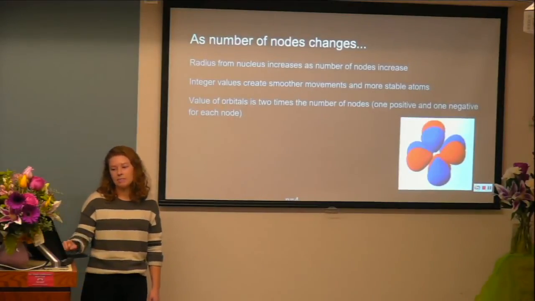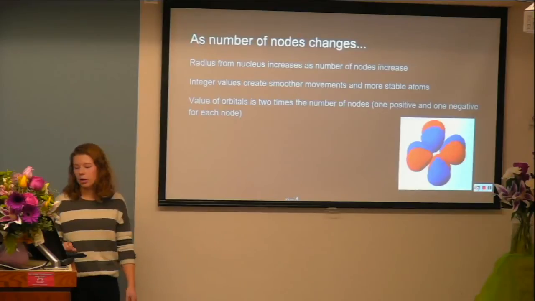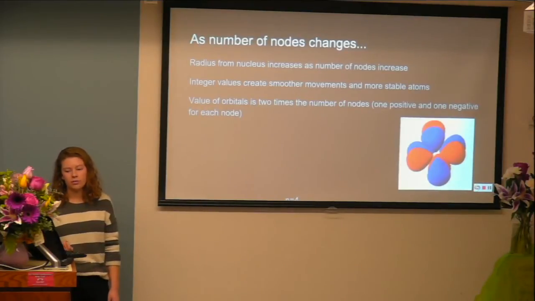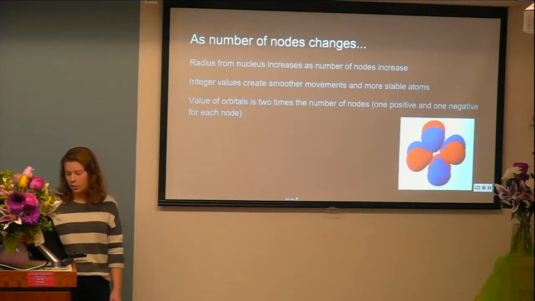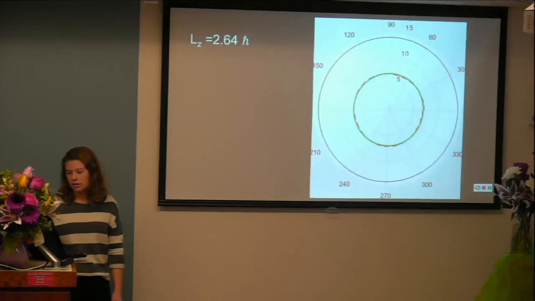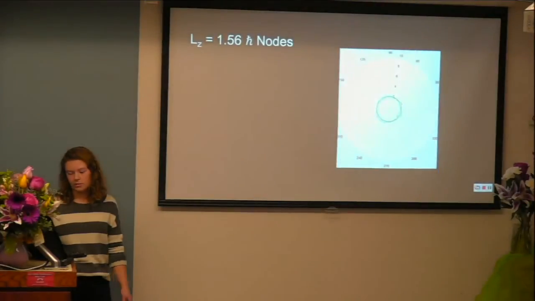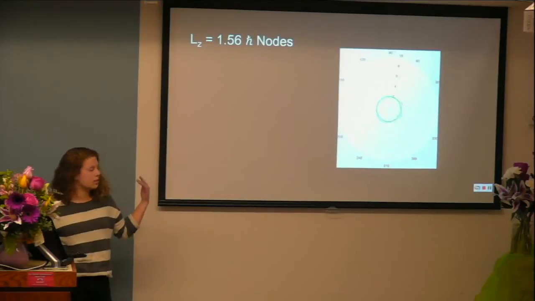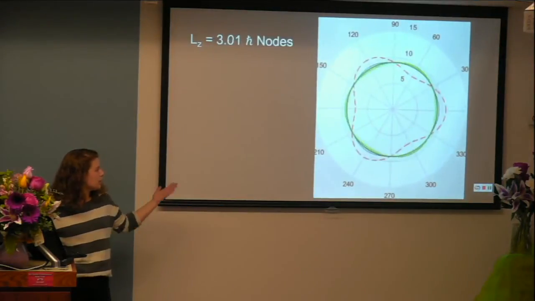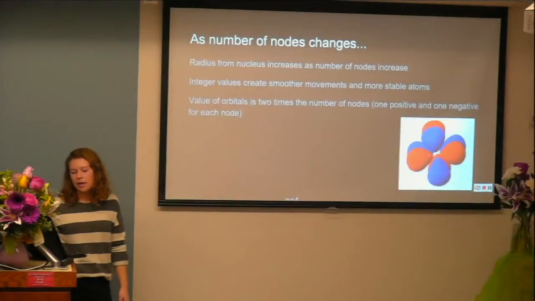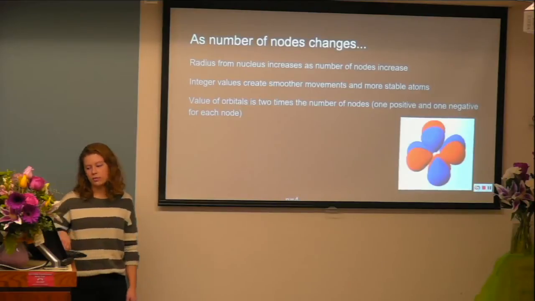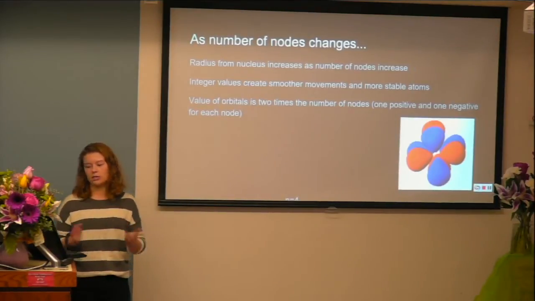So the conclusions for this project: as the number of nodes increases, the radius from the nucleus increases. If we go back and compare the radius of each of these, it clearly gets larger as we move forward, and finally is largest at 3 nodes. As I mentioned before, the even integer values create smoother movements and more stable atoms. And the number of orbitals is 2 times the number of nodes, so there's 1 positive and 1 negative for each node.